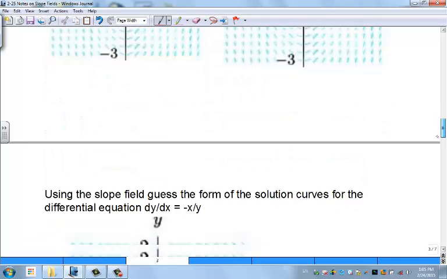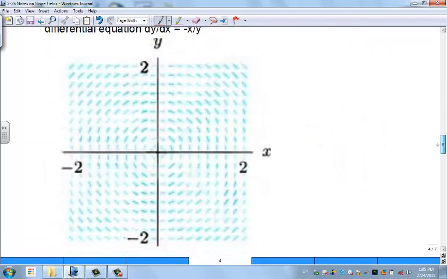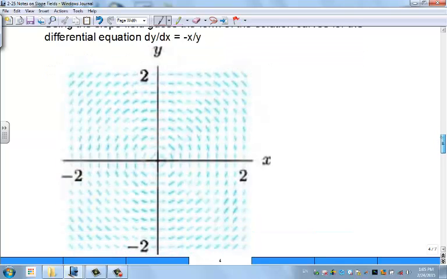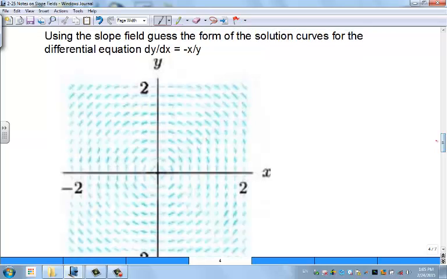If you look at the next slope field, you can almost guess what the solution is to this differential equation. We have dy/dx equals negative x over y. Now, check it out. What does it look like we have a bunch of here? Well, certainly you can see we have a bunch of circles.